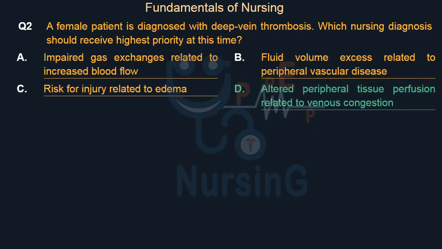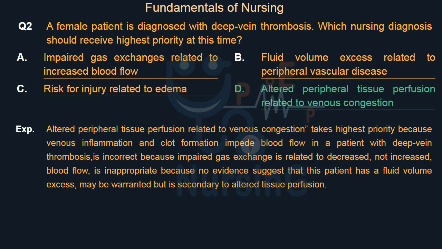Altered peripheral tissue perfusion related to venous congestion. Altered peripheral tissue perfusion related to venous congestion takes highest priority because venous inflammation and clot formation impede blood flow in a patient with deep vein thrombosis. Option A is incorrect because impaired gas exchange is related to decreased, not increased, blood flow. Option B is inappropriate because no evidence suggests that this patient has a fluid volume excess.